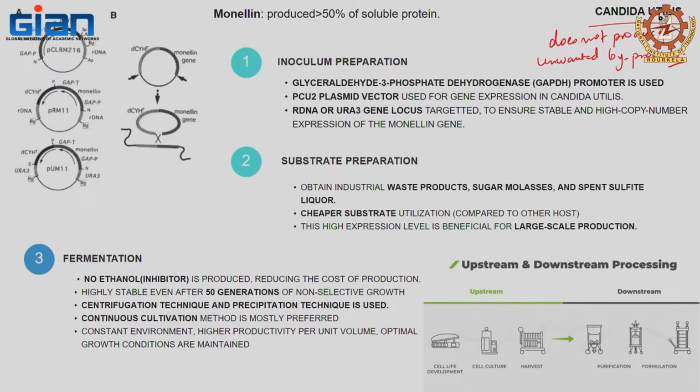Even though, when compared to other hosts, it has a slightly higher doubling time, targeting specific genes such as the rDNA or URA3 gene locus will give us highly efficient production, which may reach a higher cell density compared to the other hosts. And when it comes to the fermentation process, it is extremely stable compared to other host organisms. A research found that even after 50 generations of non-selective growth, it has remained stable without any major changes. The common techniques used are centrifugation and precipitation, which are obviously done with other proteins. And regarding the other processes, next slide.